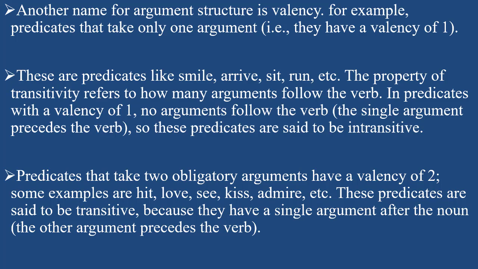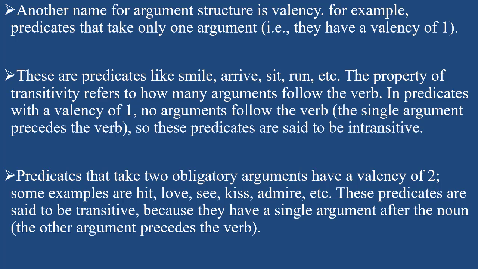Predicates that take two obligatory arguments have a valency of 2. Some examples are hate, love, see. You cannot use these verbs without the object. You cannot say "he loves." He loves what? He loves something, or someone. He kissed something or someone. Admire: he admires something, for example, or admires someone. So these require two arguments, a valency of 2, the object and the subject.